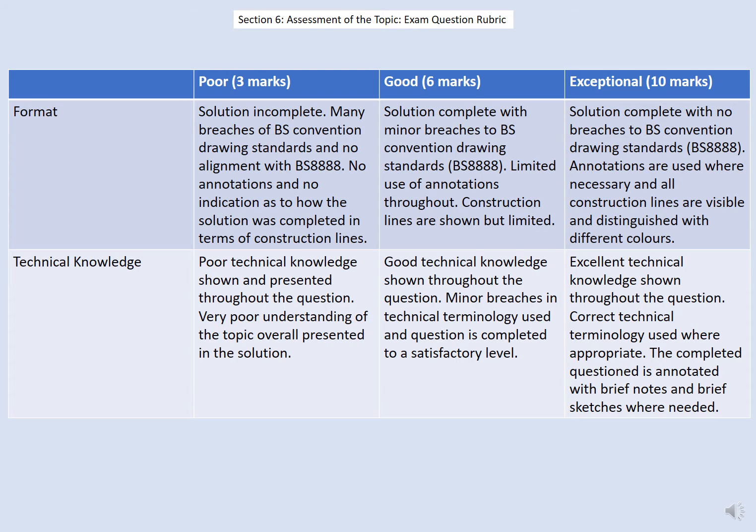The second piece in the rubric is technical knowledge. Here we have exceptional at 10 marks. To get 10 marks, we want to see excellent technical knowledge shown in answering the question, all correct terminology used where appropriate, and the answer completed with annotations and brief notes or even sketches where needed. On the other end of the scale we have a mark of 3 for poor. Here we would see very poor technical knowledge, with basically no understanding of the topic or the question at all.